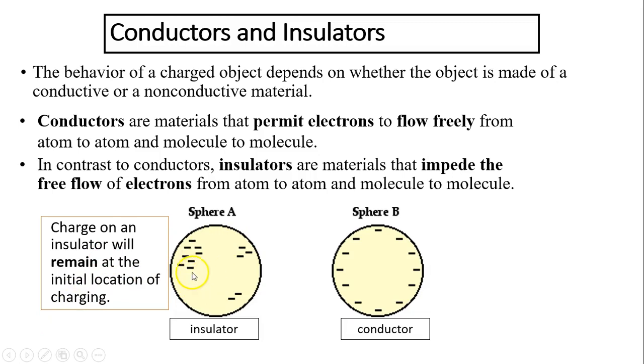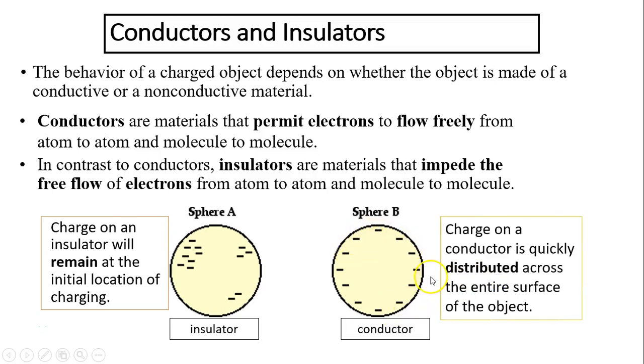So here is the insulator. If somehow I put a negative charge at this spot, the charge will still be at this spot an hour later. It will not move. On the other hand, if I put a negative charge on this spot on a conductor, it will quickly spread out. So the charge on a conductor is quickly distributed across the entire surface of the object.